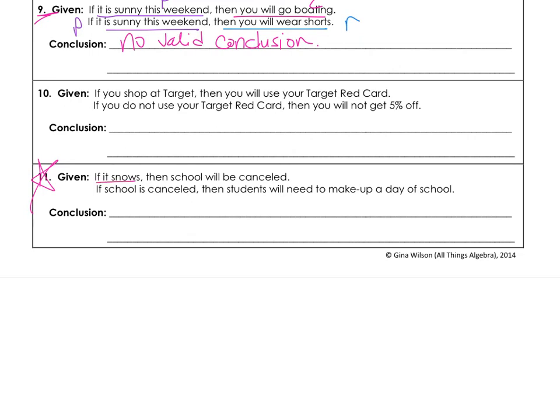All right, so if it snows, that would be our hypothesis. School will be canceled, there's our conclusion. Again, they're talking about school being canceled, so that's going to stay the same. And then students will need to make up a day of school. That's a completely different topic altogether. So this one, you can make a valid conclusion because the end of the first and the beginning of the second do match up. So we can make our valid conclusion of if it snows, then students will need to make up a day of school.